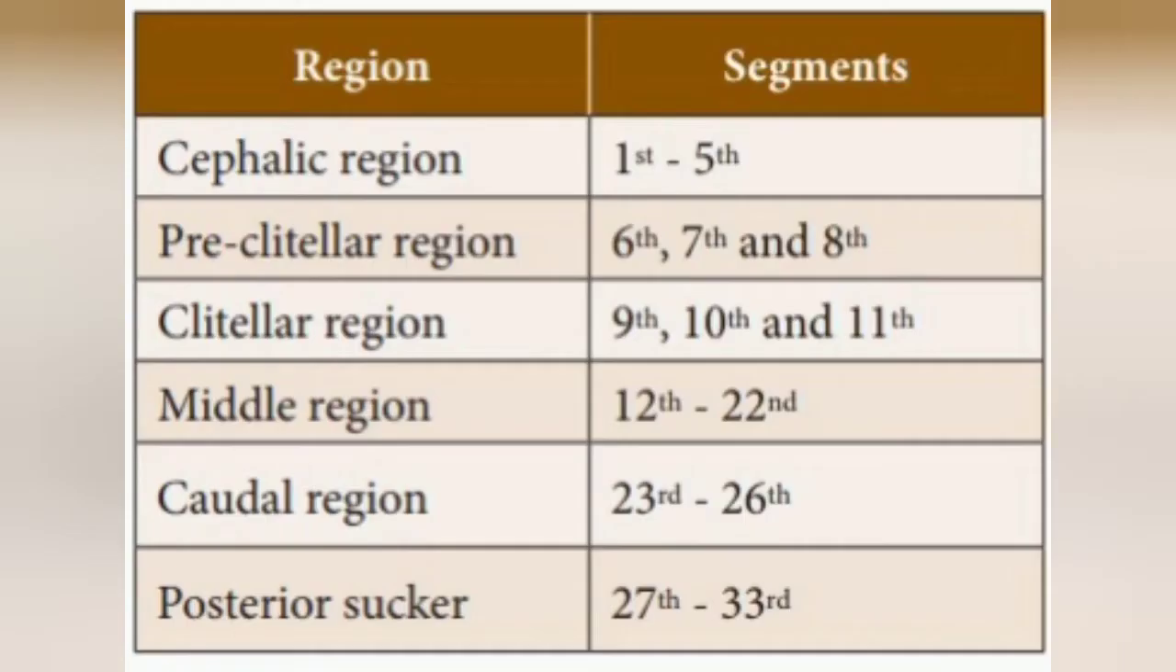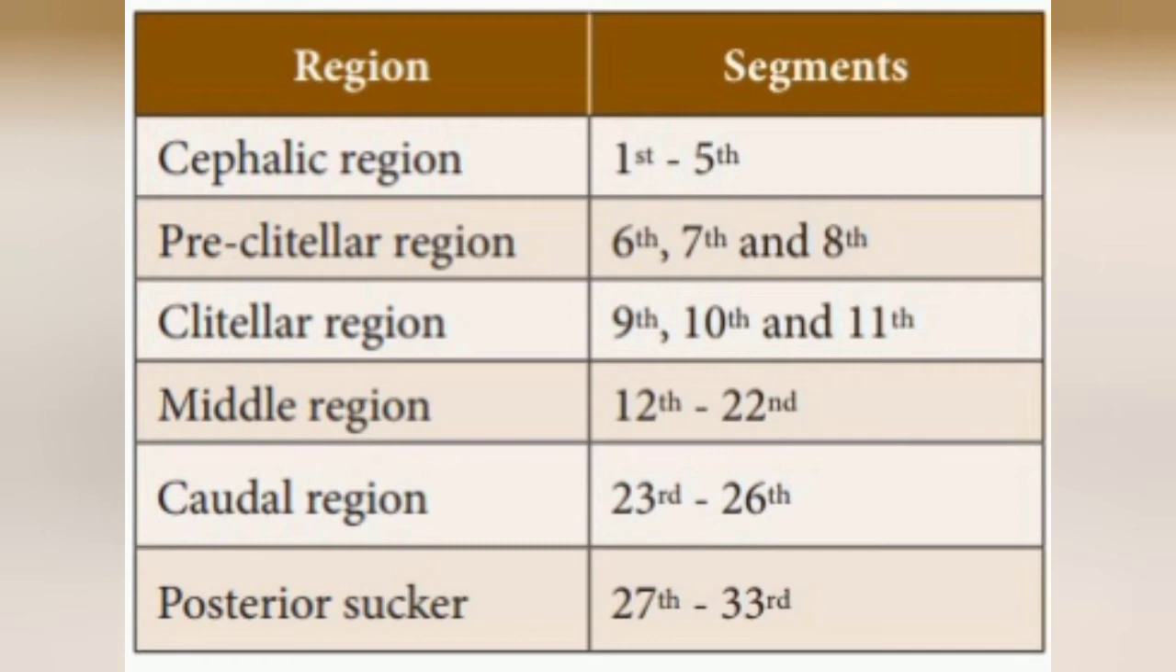The body of leech is divided into 6 regions. The cephalic region, or the region with the anterior sucker, is occupying the 1st to 5th segment. A temporary clitellum is formed in segments 9, 10 and 11. It is known as the clitellar region.